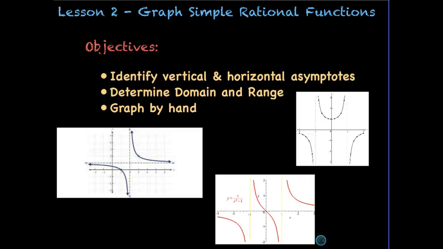Hello and welcome to Lesson 2, Graph Simple Rational Functions. Our objectives are to be able to identify the vertical and horizontal asymptotes, to determine the domain and range, and to be able to graph.